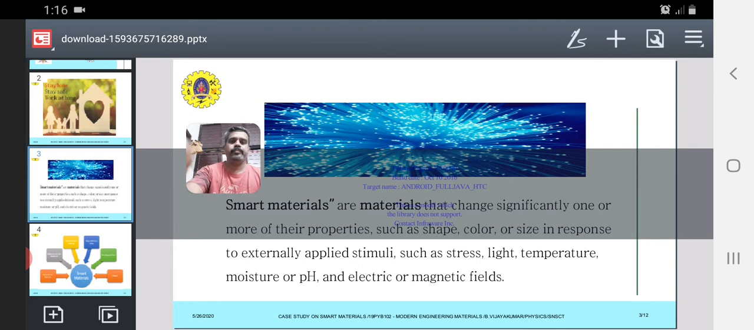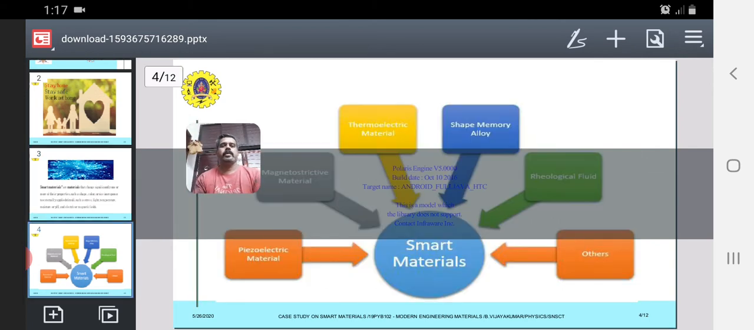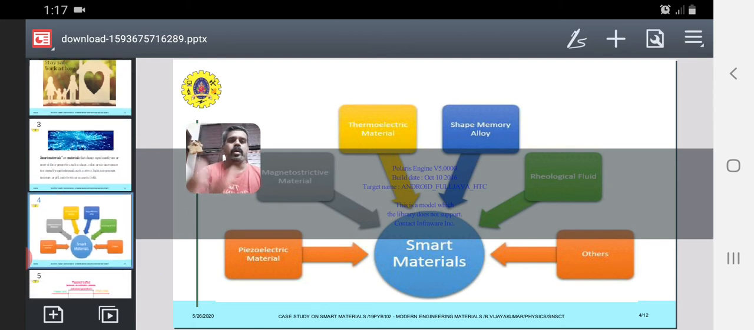The next slide is the classification of smart materials. I have mentioned five types. The first is photovoltaic, another is magnetostrictive, the third is thermoelectric, the fourth is shape memory alloy, and the fifth is rheological fluids and others.